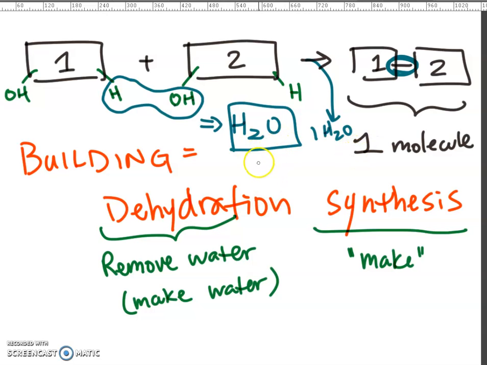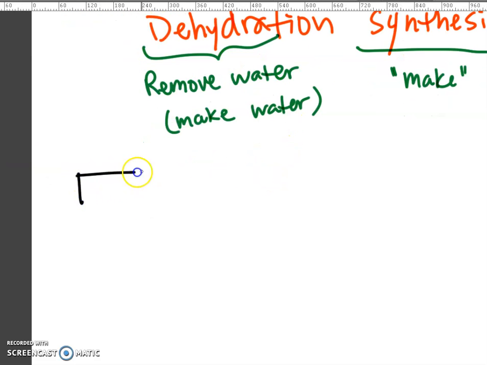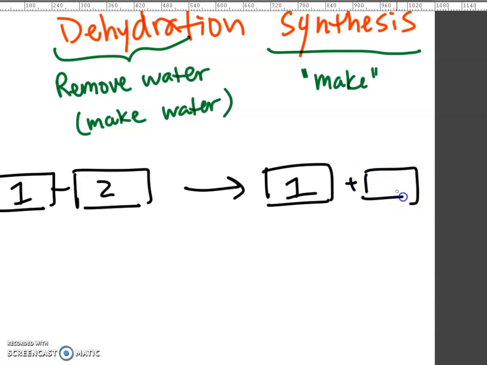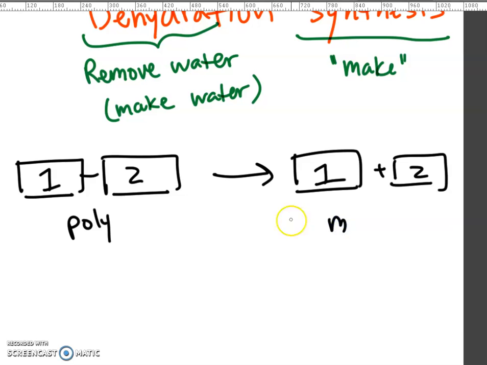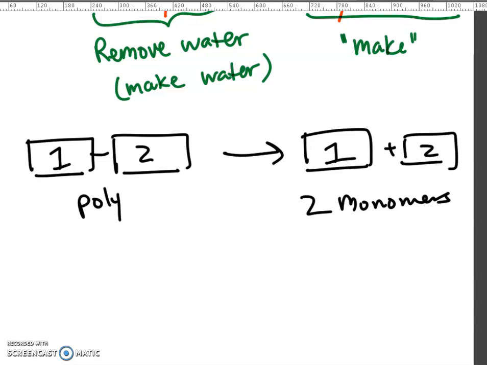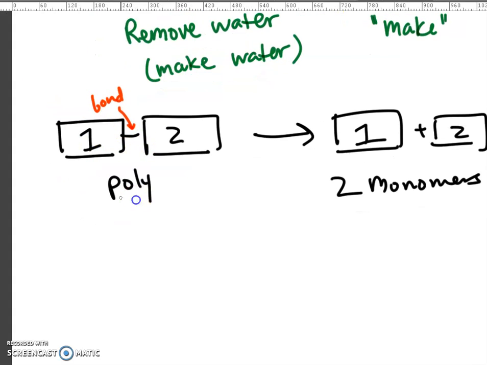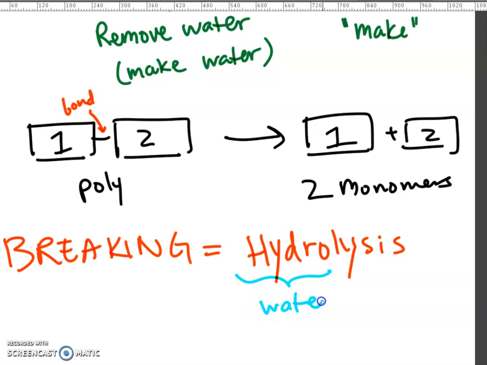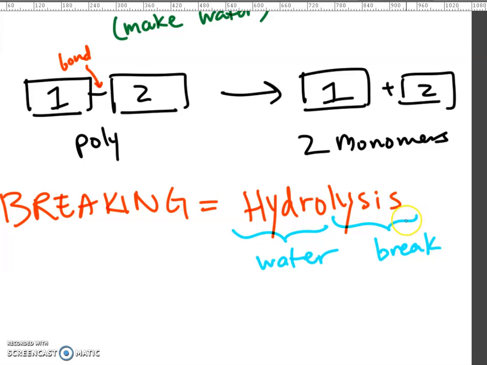Well, if building is dehydration synthesis, where you're making one big molecule, then to break this big molecule, going from a polymer to 2 monomers, we are going to be breaking this bond. Remember, here is a bond. This process is going to be called hydrolysis. Again, hydro meaning water, and lysis meaning break or to split. I like slice a lot because it sounds like lysis. So this is water slicing or cutting open your polymers.